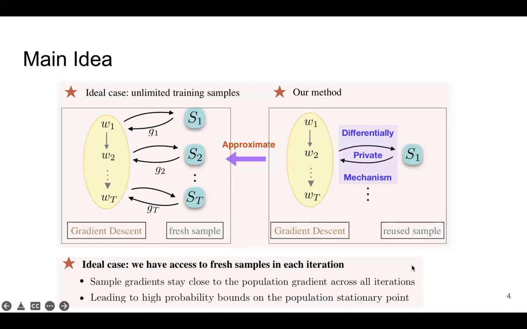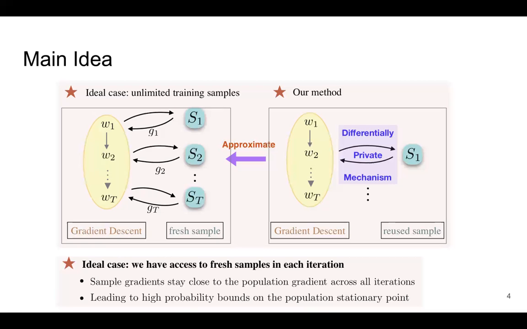So it is expected that gradient descent will be much better behaved if we can access an infinite number of fresh samples, so that the sample gradients stay close to the population gradient across all iterations, leading to high probability bounds on the population stationary point. In order to do this, we need to consider how to reuse the data samples, and that's the part about the generalization of the algorithms.